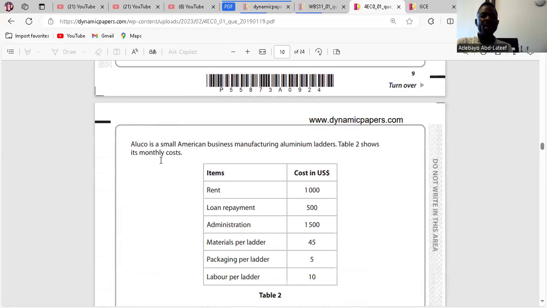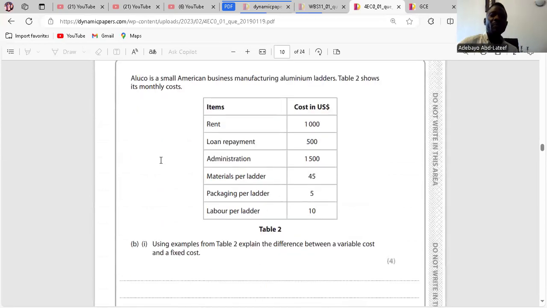They said Aluko is a small American business manufacturing aluminum ladders. The table shows its monthly cost. Using examples from table 2, explain the difference between a variable cost and a fixed cost. Variable costs are costs that change as the level of output changes. The material cost is a variable cost. Packaging per ladder is a variable cost. Labor per ladder is also a variable cost. Clear?